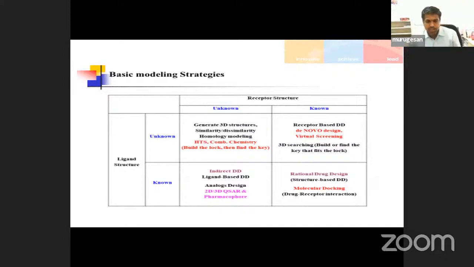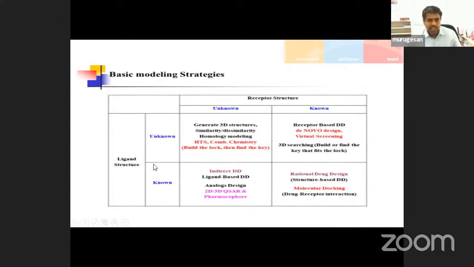For example, how to interpret this table is like this. Whenever the ligand structure, and ligand means a small organic molecule or simple peptide or nucleosides, is unknown as well as the receptor structure is unknown, then we need to use strategies like high throughput screening and combinatorial chemistry. Then, if the ligand structure is unknown but the receptor structure is known, then we need to use either de novo design or virtual screening.